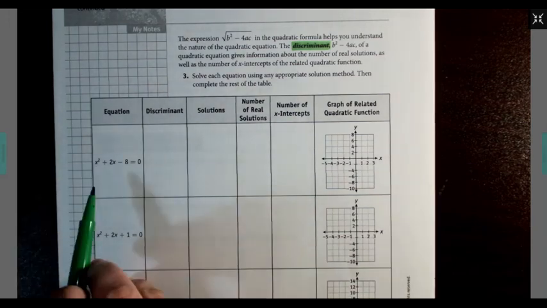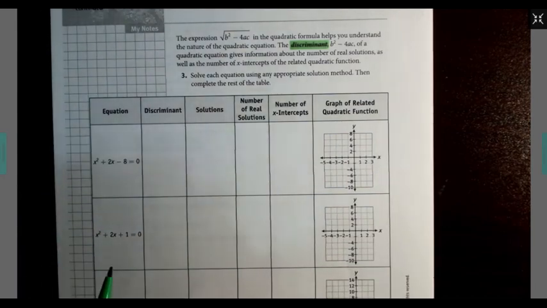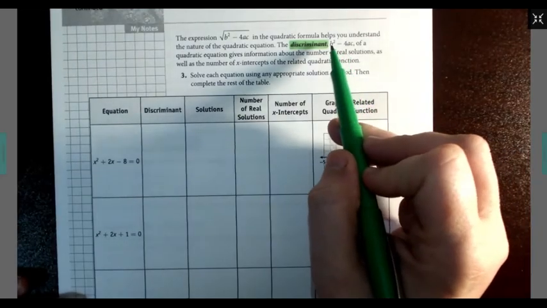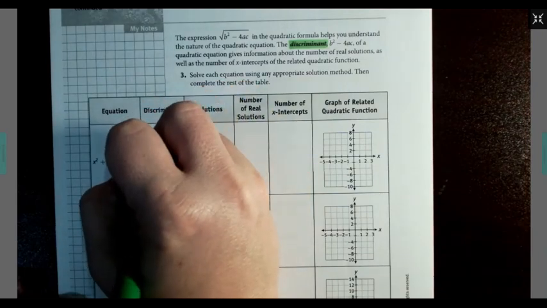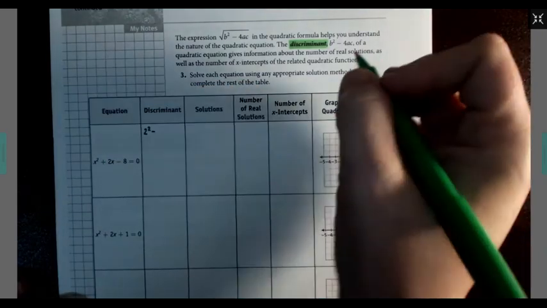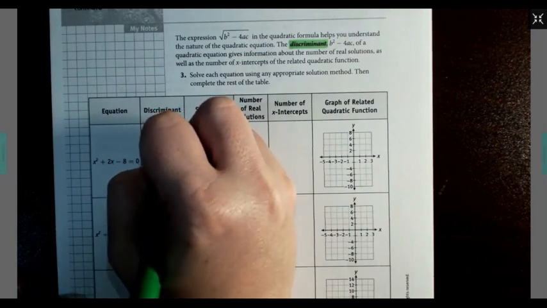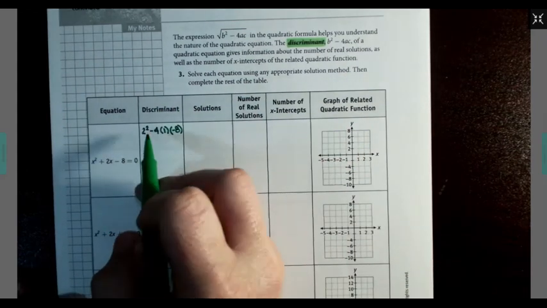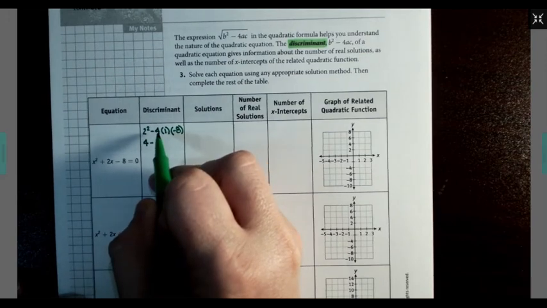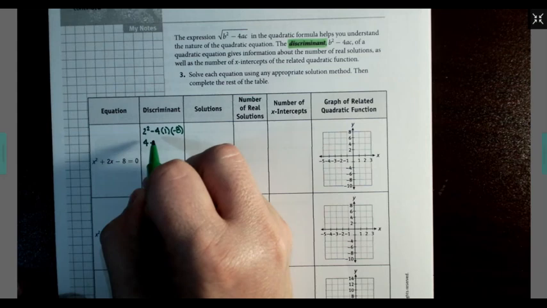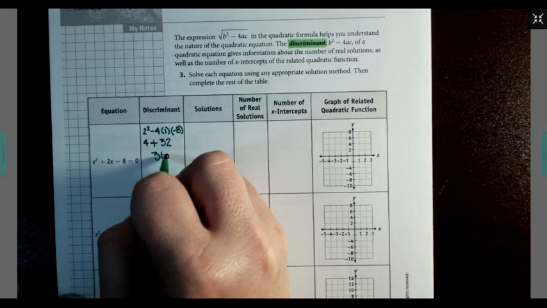Equation: x squared plus 2x minus 8 equals 0. It wants to know what is the discriminant. So what is b squared minus 4ac? So b is 2, so we have 2 squared minus 4 times a, which is 1, times c, which is negative 8. So 2 squared is 4 minus, this is going to be negative 4, positive 32. So it's going to be plus 32. So my discriminant is 36.